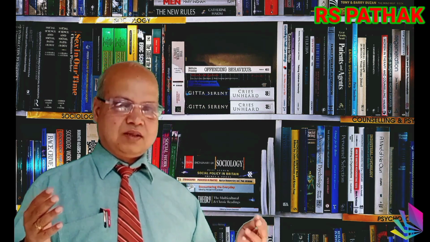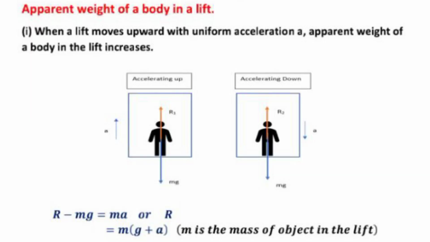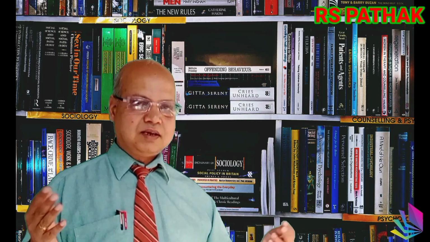Apparent weight of a body in a lift. First is when a lift moves upward. When a lift moves upward with uniform acceleration, the apparent weight of a body in the lift increases. If R is the reaction force, then R minus mg equal to ma.